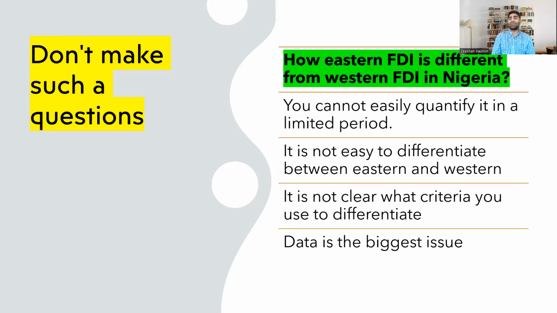And also, it's not easy to differentiate between Eastern and Western. For example, if you are in Nigeria, how can you say that these countries are on the Eastern side and these countries are on the Western side? According to some classifications, Western countries are Western Europe or North America, but still it's confusing. How do you define Western and Eastern?